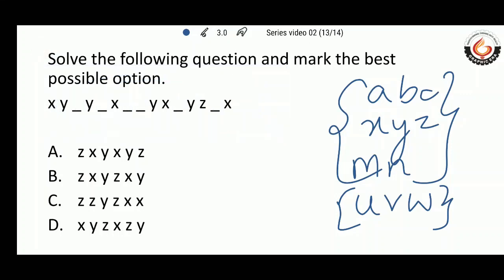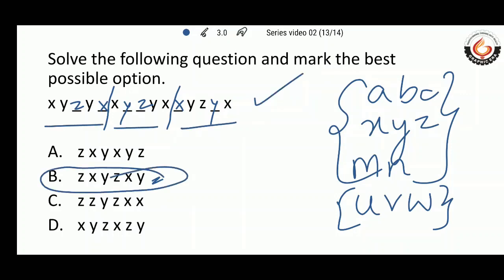Let's check this one. It is X, Y, Z, X, Y, Z, X, Y, X, Y, Z, Y, X, X, Y, Z, Y, X, X, Y, Z, Y, X. If you divide it in this manner, do you see a pattern? Blocks of 5 each. So option B is correct. Once you find a pattern, no need to check other options.